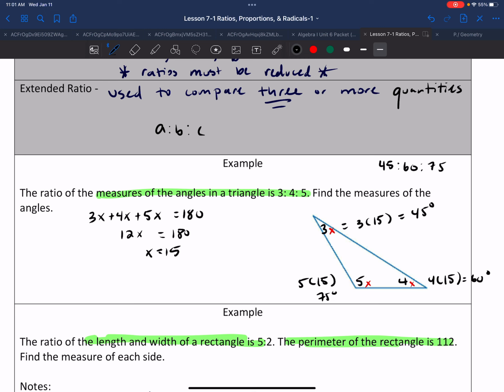And what number goes into 45, 60, and 75 at the same time, right? 15. 15 goes into all of these numbers here. Because what does x mean? What x means is that we know that 3x, 4x, and 5x are the angle measures.